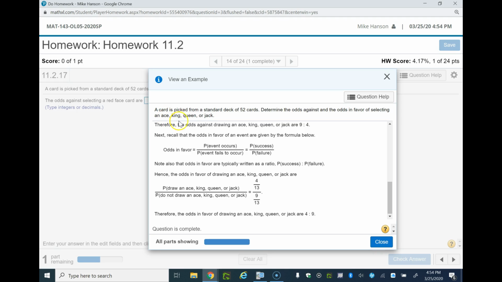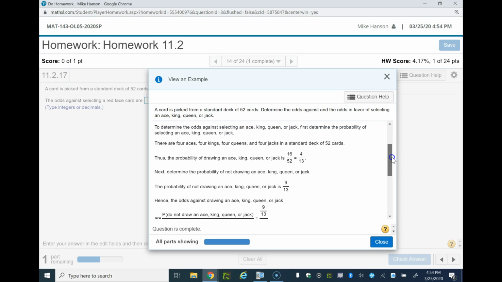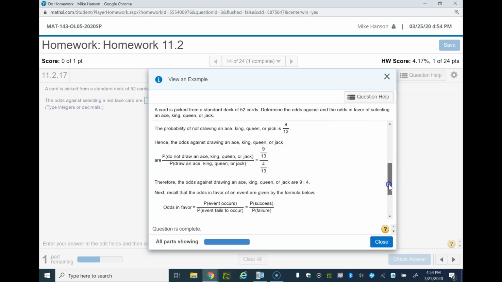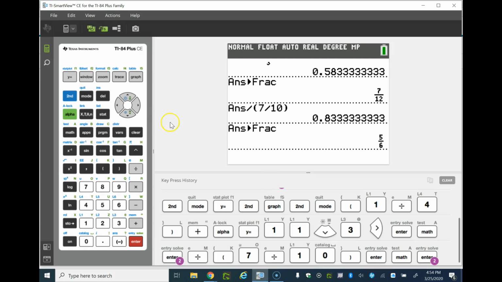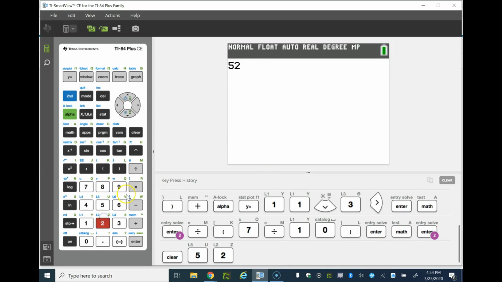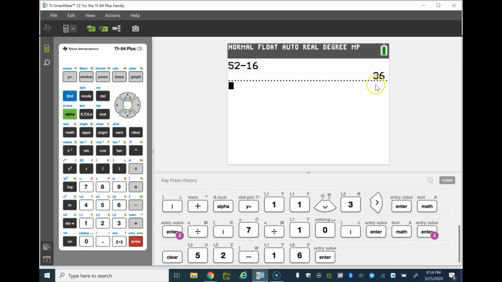So how many aces? There are 4, 4, 4, and 4. So pretty much it's going to be 16. That's what we can actually select as a success for this part. Well, if there's 16 of them, if we do 52 minus 16, you can see that there's 36 that will not be selected as a face card of an ace, a king, a queen, or a jack. So there's 16 that will be, and 36 that will not be. Remember, these are only 2 numbers I'm focusing on. So this is the success, this is the failure.